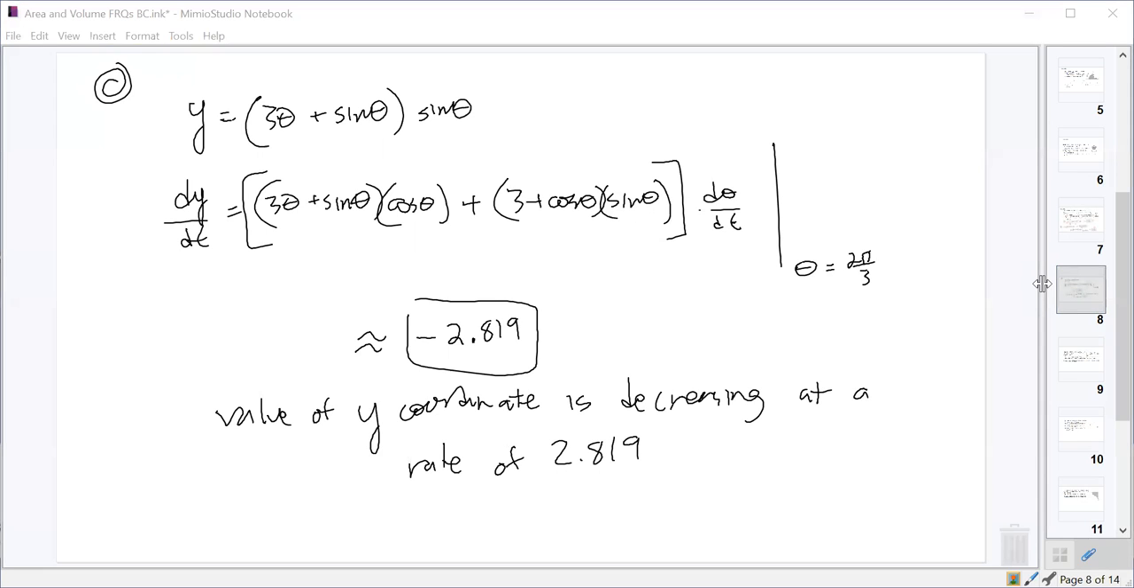And that one was also worth 3 points. So 3 points, 1 for correctly applying implicit differentiation of the chain rule there, 1 for getting 2.819, and 1 for saying that the y coordinate's value is decreasing at 2.819.